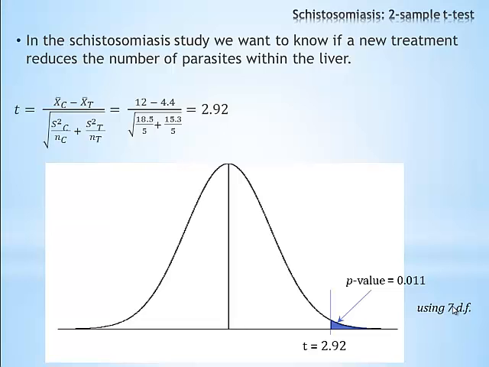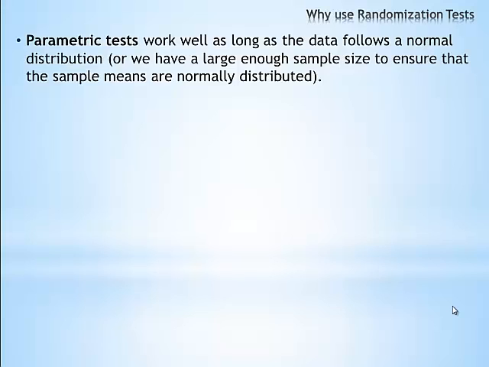These hypothesis tests work well as long as several assumptions are met. For example, we assume that we have independent and identically distributed samples. We also assume that the data follows the normal distribution, or that we have a large enough sample size to ensure that the sample means are normally distributed. In this study, note that we only have 5 observations in each group. This is not enough to be confident that the sample means are truly normally distributed.